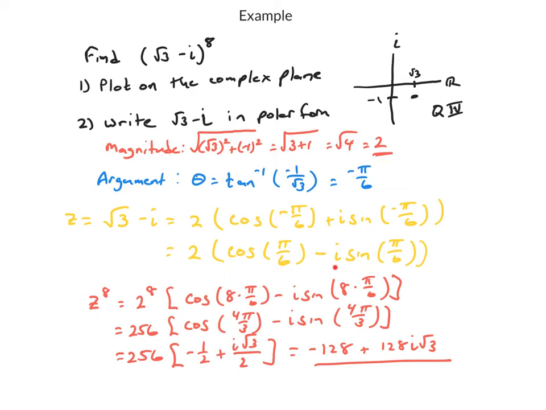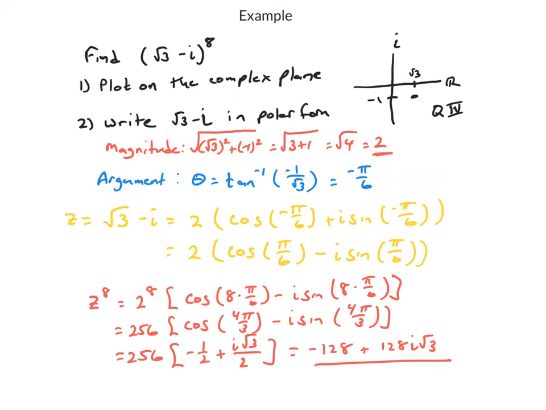Well, once we have it in this form, I know that to the 8th power, I'm going to take my magnitude, raise it to the 8th power, times the cosine of 8 times pi over 6, minus i sine of 8 times pi over 6, which simplifies. 2 to the 8th is 256 times the cosine of 4 pi over 3 minus i sine of 4 pi over 3. And now this is the polar form of that solution.